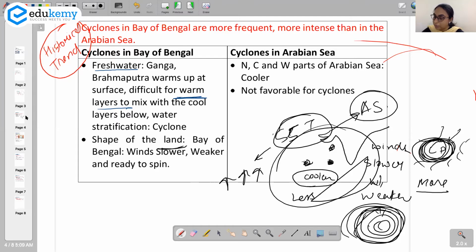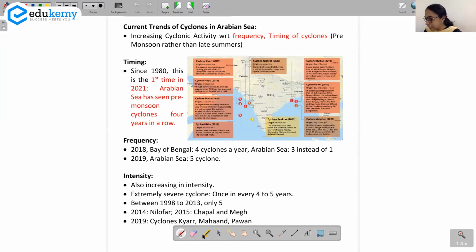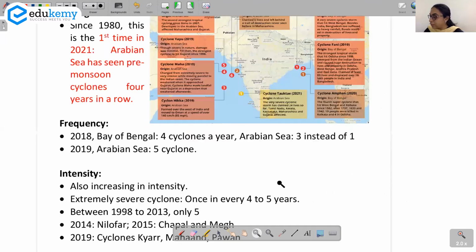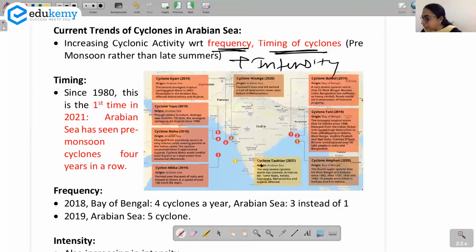Coming back to the topic. So we are seeing that cyclones in the Arabian Sea are increasing. We have already seen this not only in the number, but also in the timing and the intensity. If we see this map, you will see that cyclone Tauktae was there in the Arabian Sea, cyclone Maha, cyclone Vayu, cyclone Kyarr, cyclone Hikka.